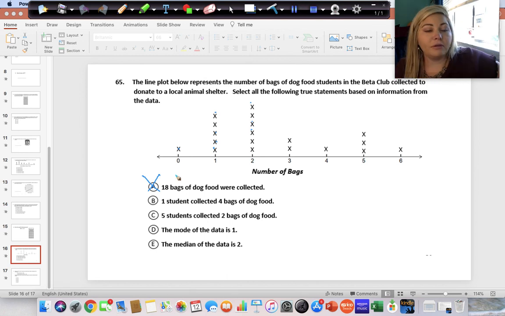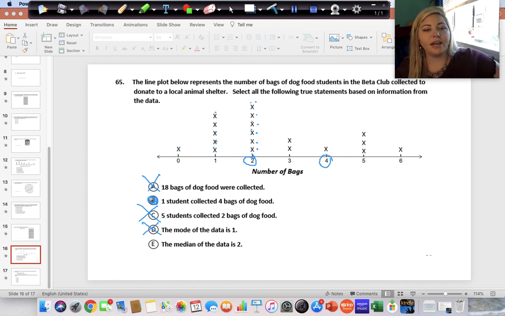So letter B says one student collected 4 bags. So where it says 4, there was only one X, so that's true. This says 5 students collected 2 bags. So this is 2. That's 1, 2, 3, 4, 5, 6. That says 6, not 5. The mode of the data is 1. No, the mode of the data is 2. 2 has the most number in that column.